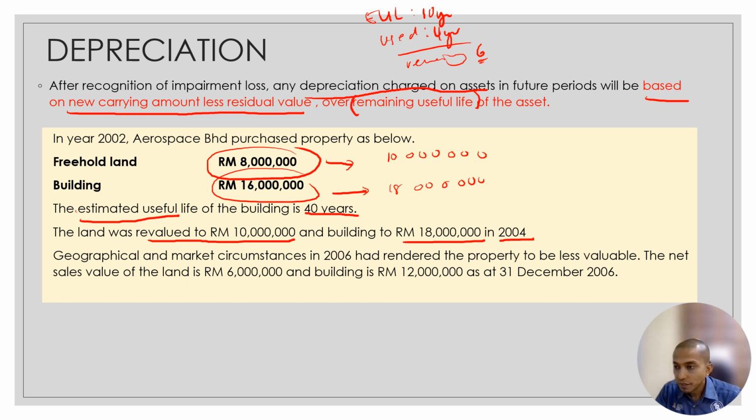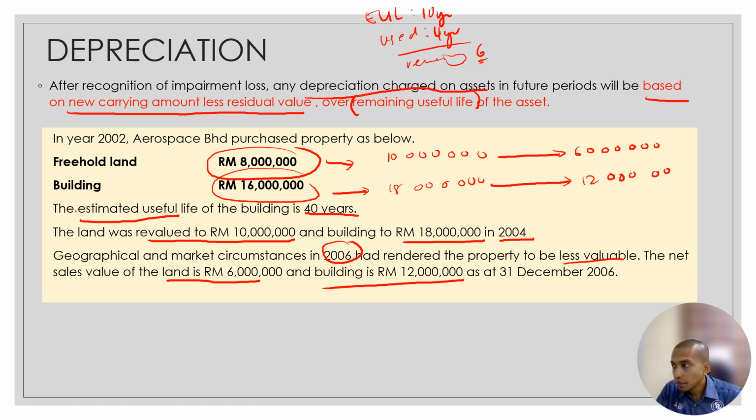Geographical market circumstances in 2006 have rendered the property to be less valuable. So the net sales of the land is 6 million, and building is 12 million in 2006. So land went from 10 million to 6 million, and building from 18 million to 12 million. First it is increased, and then it is decreased, right? Land is easy for us to do, so we proceed to this line.